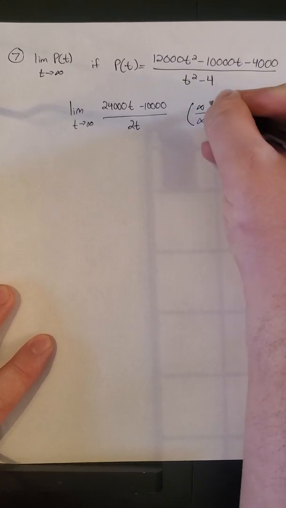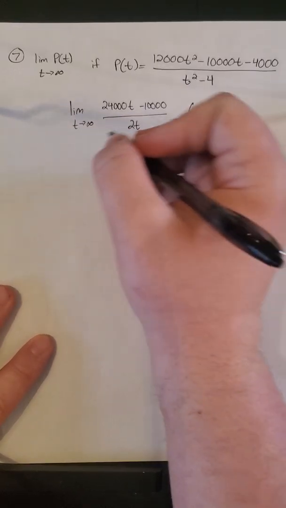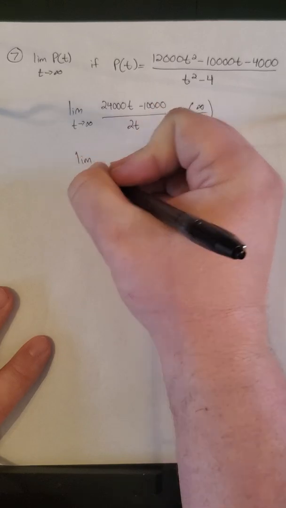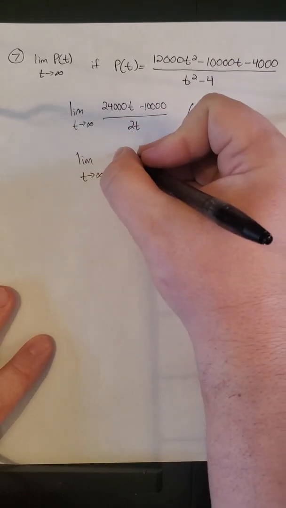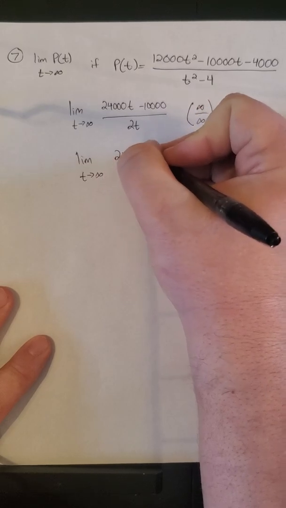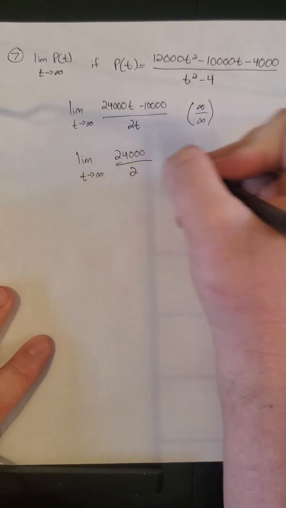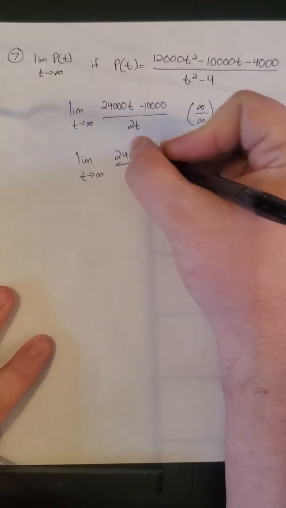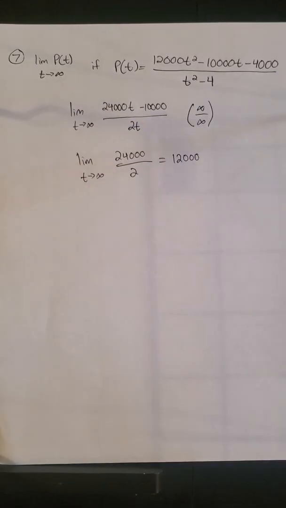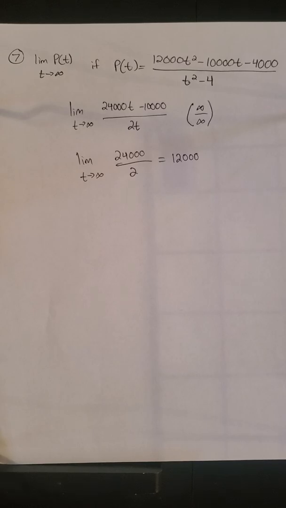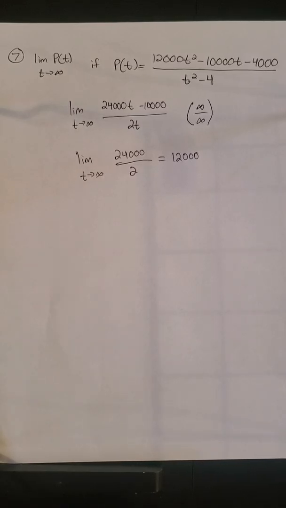So L'Hopital's rule again, take it to the hospital. L'Hopital's rule. So the limit as t goes to infinity. We take the derivative of the top, we get 24,000. Take the derivative of the bottom, we get 2. That's 12,000. That's a number. There's no longer a t in there. We can reduce that. We get our answer to be 12,000. So the limit as t goes to infinity of this function is 12,000.